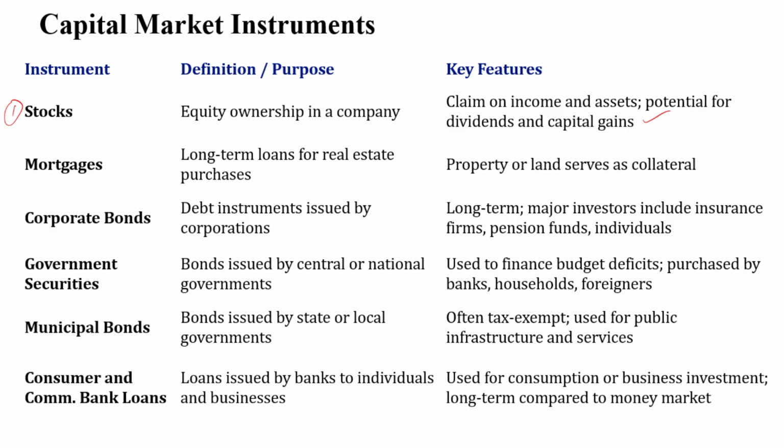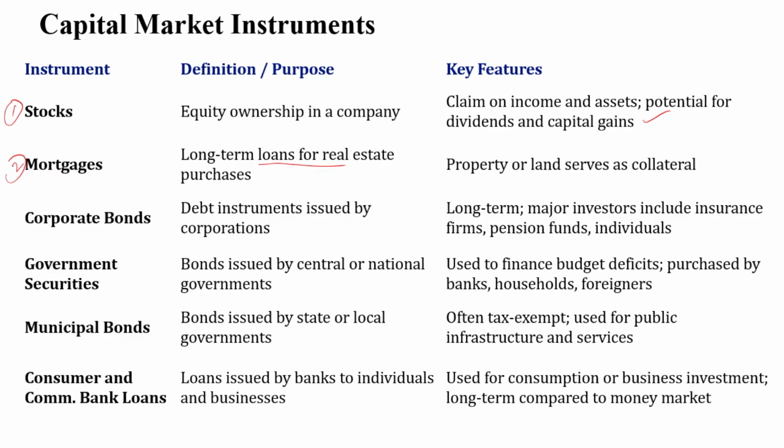Then moving to the second capital market instrument, that is called mortgages. Mortgages are long-term loans taken for real estate purchases. These are typically repaid over 15 or 30 years. The distinguishing feature is that the property or land itself serves as collateral, reducing the lender's risk.